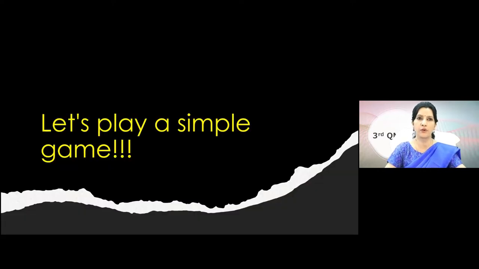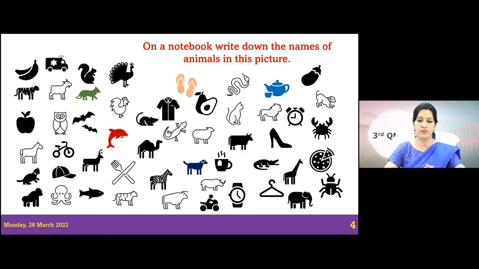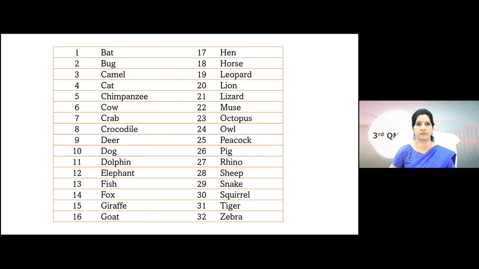Before we start with the actual coding, let's play a simple game. Just see this, take a notebook and write down the names of animals you see in this picture. If not, then these are the names. So you can write the rough name. Not all the names are necessary. You can take a picture of it with your mobile if you don't want to write.